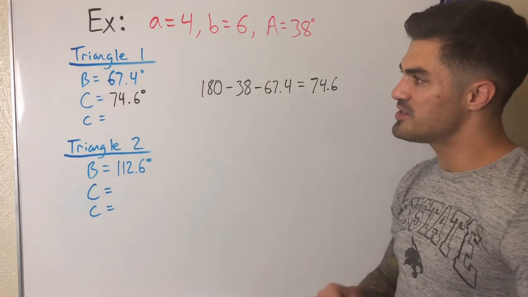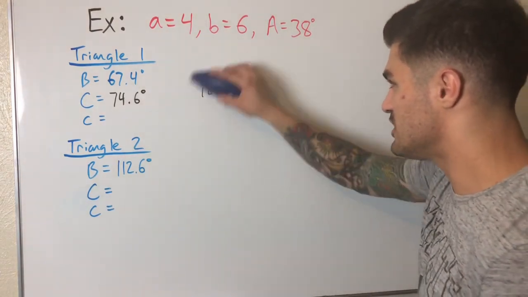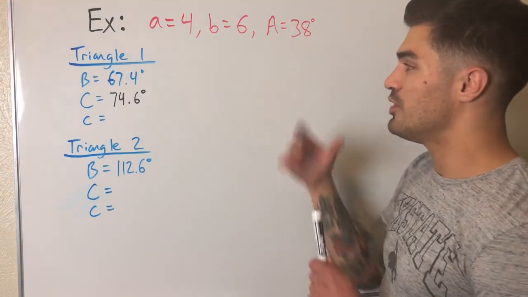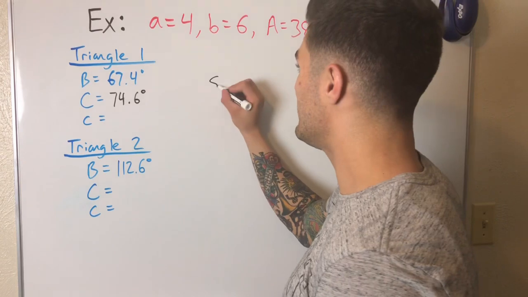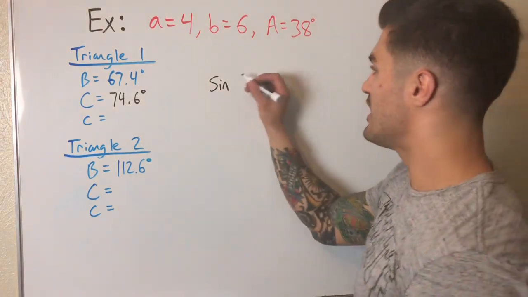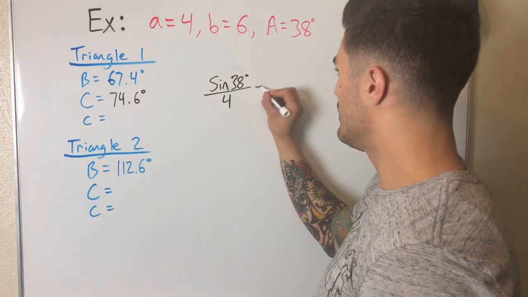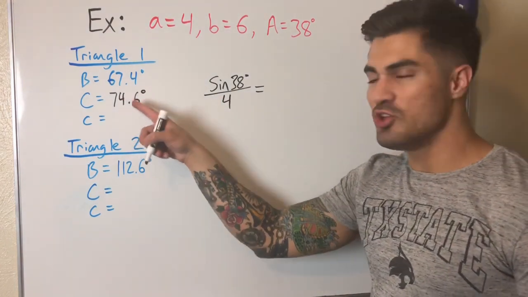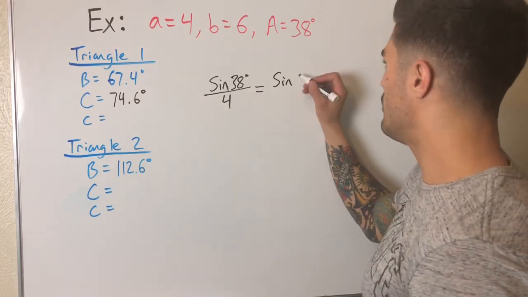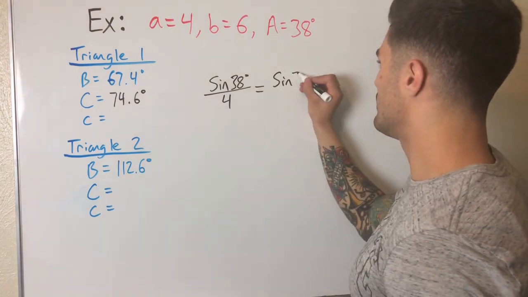So how can I find my side C? Well, now I can use law of sines again. Now that I have angle C, I can use it to compare with, well, I'll show you. I could use B or A for this case, so I'm going to use A. Sine 38 degrees over 4 equals, now I can use this angle C to find my side C. Sine of 74.6 degrees.